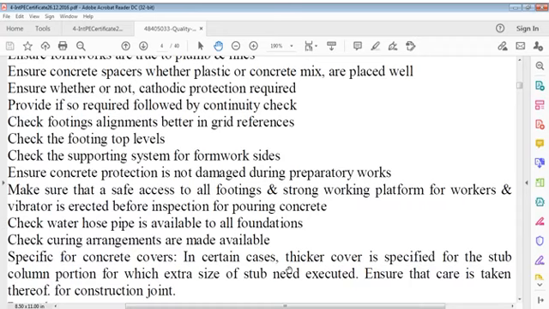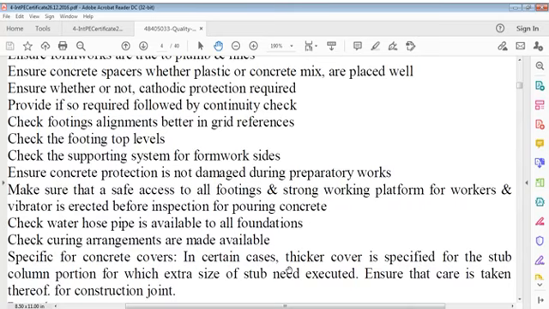Check footing top levels. You can check them because you have to concrete up to that level. So you have to fix some points on concrete shutters or somewhere else, in whatever way, so that after compaction is done and vibrator is applied, finishing has to be done up to that level. So this is called alignment with grid references. And check footing top levels.